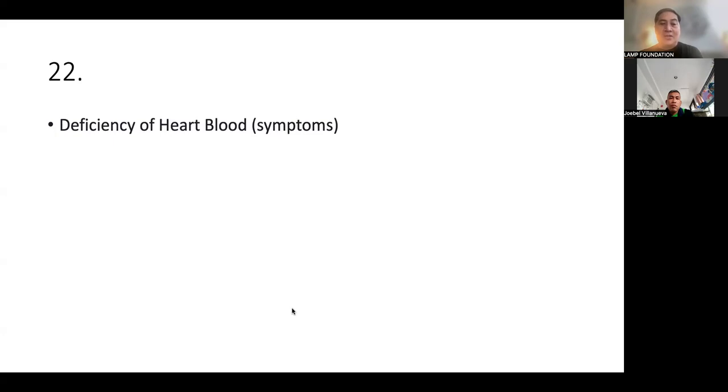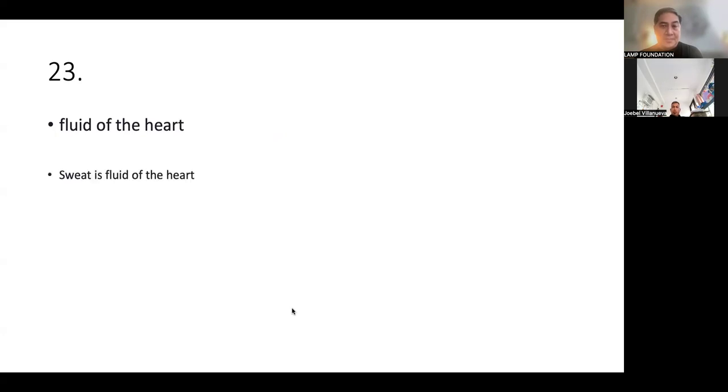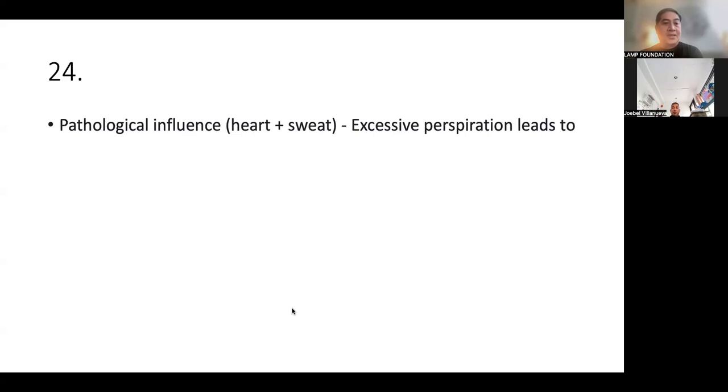Deficiency. Okay, symptoms of heart blood deficiency: palpitations and insomnia. What is the fluid of the heart? The fluid is the sweat. The body fluid is used to make blood, and blood and sweat have the same source. Sweat comes from body fluid, and body fluid is the most important component of the blood, and the blood circulation is propelled by the heart.